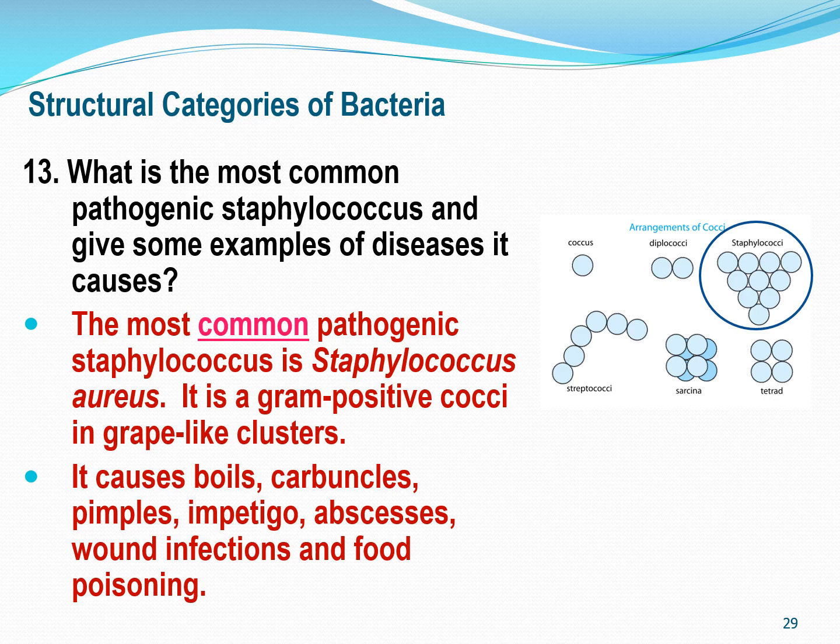So now we're talking about the most common pathogenic Staphylococcus, and we want to give examples of diseases it causes. The most common pathogenic Staphylococcus is Staphylococcus aureus. It is a gram-positive cocci, and it forms in grape-like clusters. It causes boils, impetigo, abscesses, and wound infections. A lot of times you will hear about it as a staph infection from a wound, where you cut yourself and get a staph infection, or we hear about it in food poisoning cases.